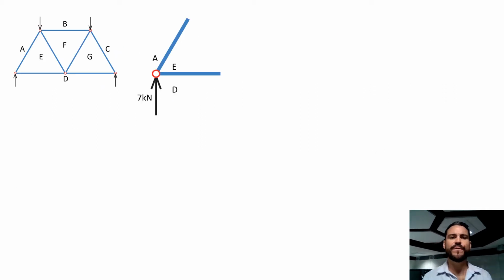Okay, so our first joint that we're looking at is joint AED, okay? We've got the magnitude that we know, which is our 7 kilonewton force pointing up into the system, so that's a positive force. First thing we need to do is predict whether these members are going to be in tension or compression.